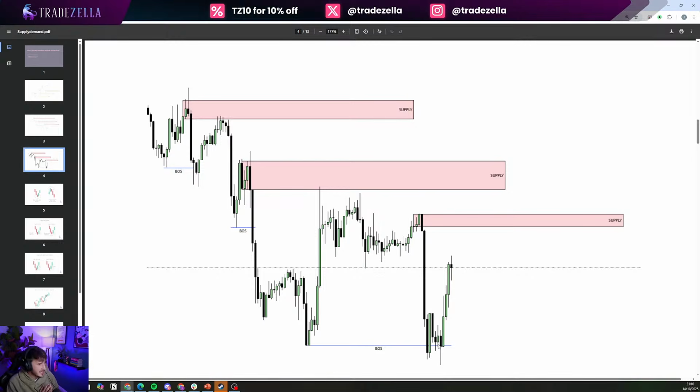Sort of like order blocks. Yes, exactly like order blocks, right? Supply and demand, order blocks is essentially just another name for supply and demand. So they are almost identical. So if you know how to do order blocks, you know how to do supply and demand.